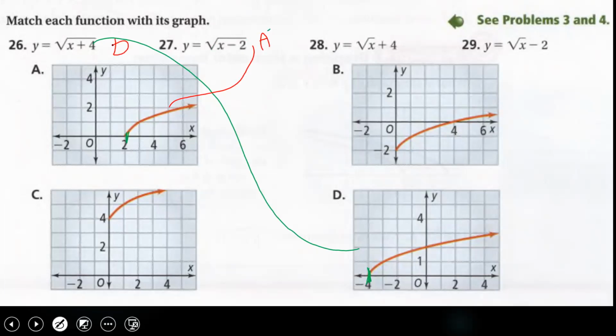Now look at number 28. Here the number is out of the radical sign. So it will be shifted up. Bravo. And the last one here, it is square root of x minus 2. It has been shifted down 2 units. So it will be B.